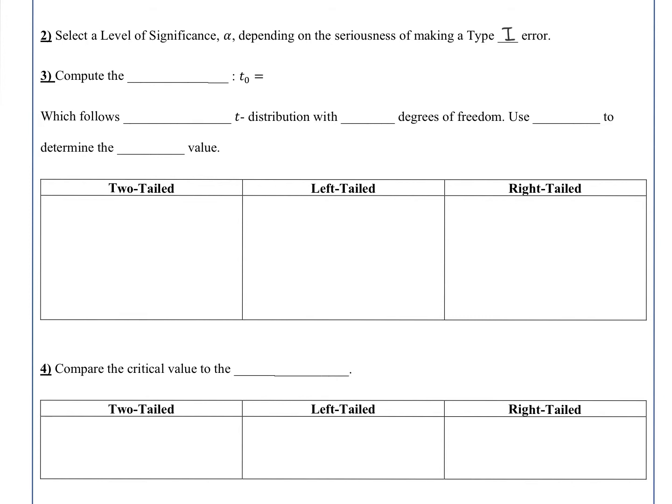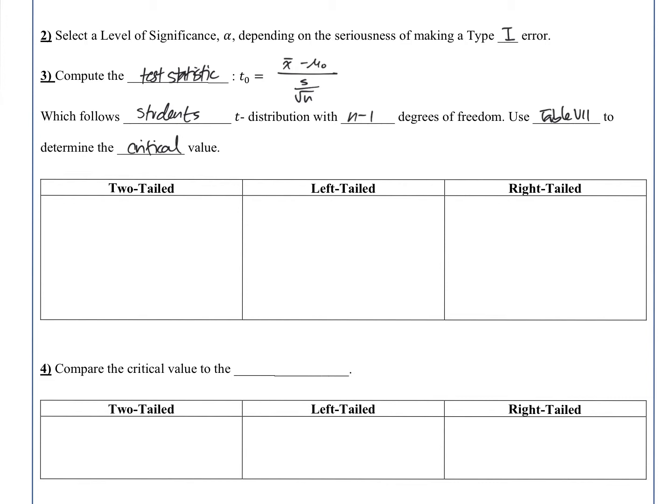For step 3, for the classical approach, what are we going to do? We're going to compute the test statistic. Technically for both of them you compute the test statistic, but how you use it is what differs. For t sub 0, that's going to be x bar minus mu sub 0 over s divided by the square root of n. This is going to follow the student's t distribution with n minus 1 degrees of freedom. And we're going to use table 6 to determine the critical value.